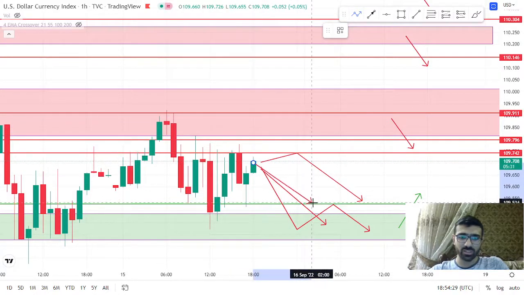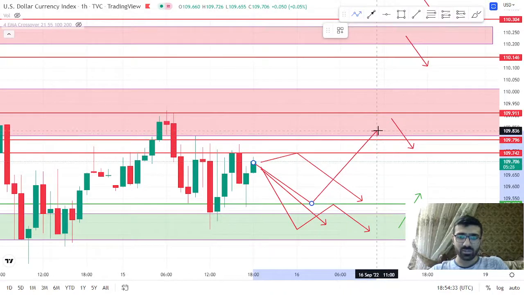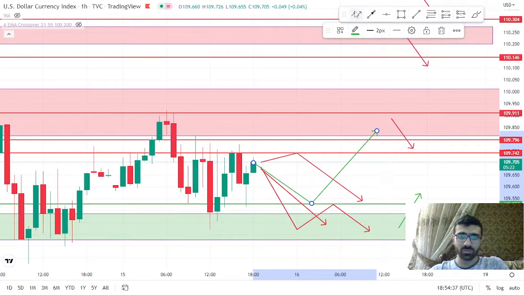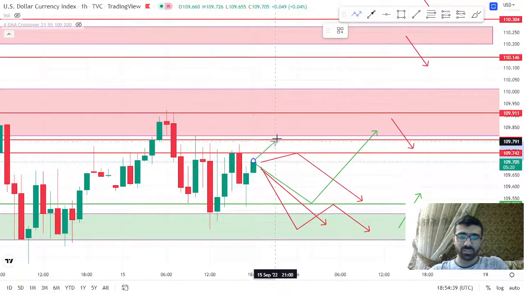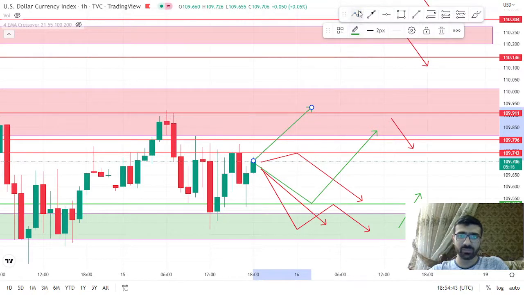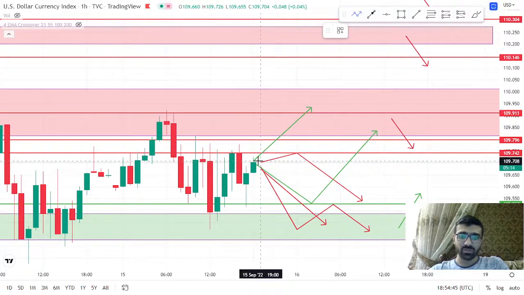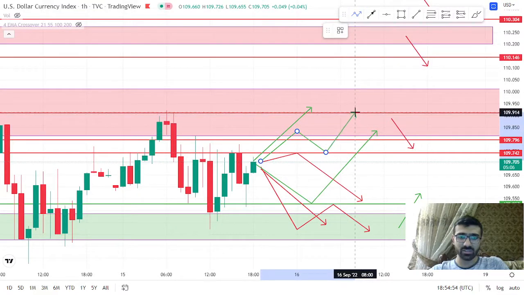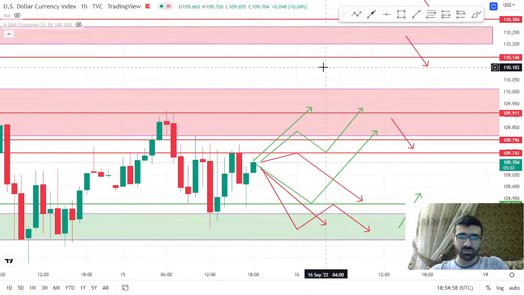So if the market tests this area, the support area, once again and closes above this area, we are going to go long from here. And secondly, if the market simply breaks above this area, then we can go long from here as well, if you are a risky buyer, of course. And thirdly, if the market breaks above this resistance, and then retests this resistance, and then once again closes above this resistance, then we can go long.